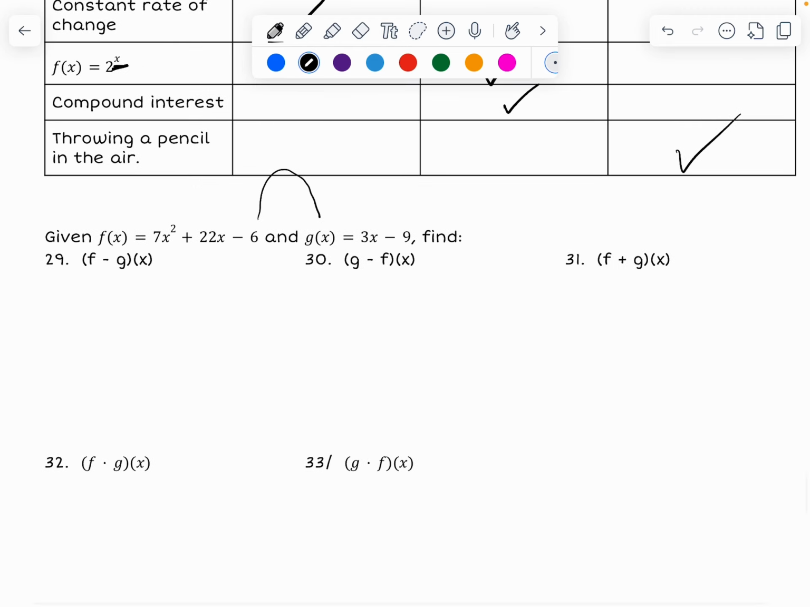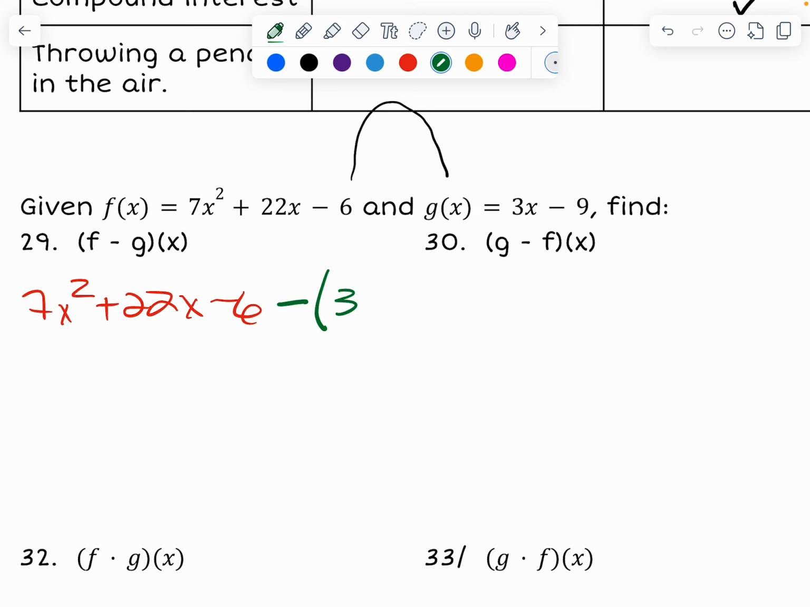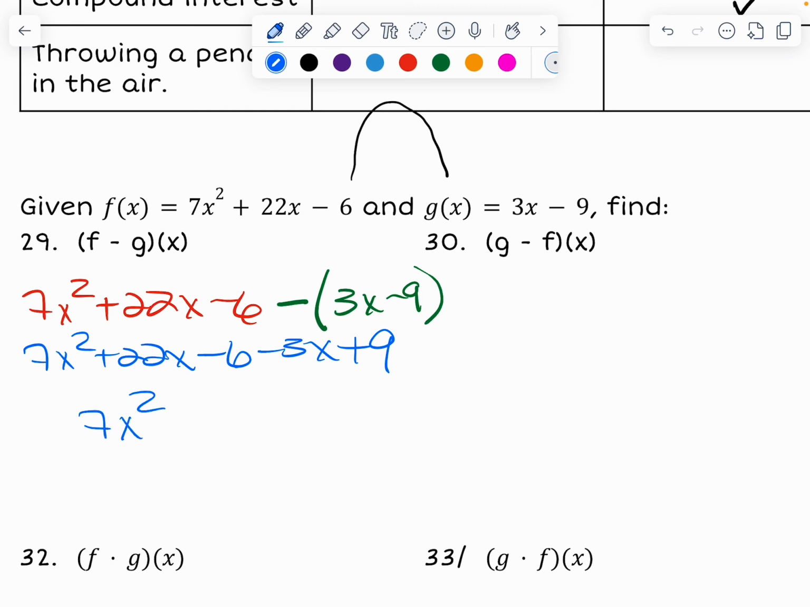Okay, so I'm going to subtract these two. So I take the first one, 7x squared plus 22x minus 6. It says I'm going to subtract 3x minus 9. So when I do this, I get 7x squared plus 22x minus 6 minus 3x plus 9. So 7x squared plus 19x plus 3.